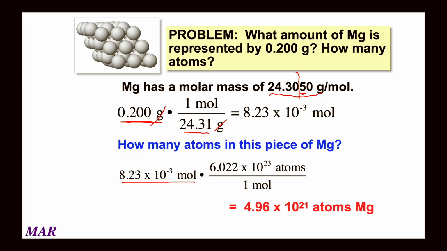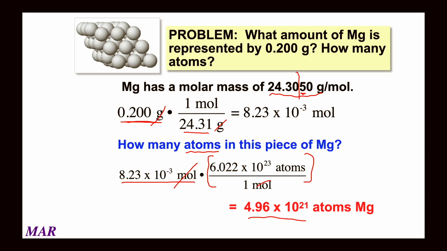So just like on the last one, we'll start with the moles, our starting unit. We're going to use Avogadro's number, which is that 6.022 times 10 to the 23rd. We want our moles to cancel because we want to end up with just atoms. 3 sig figs, because 8.23 is only 3 sig figs. When you put this in your calculator, you get 4.96 times 10 to the 21st.